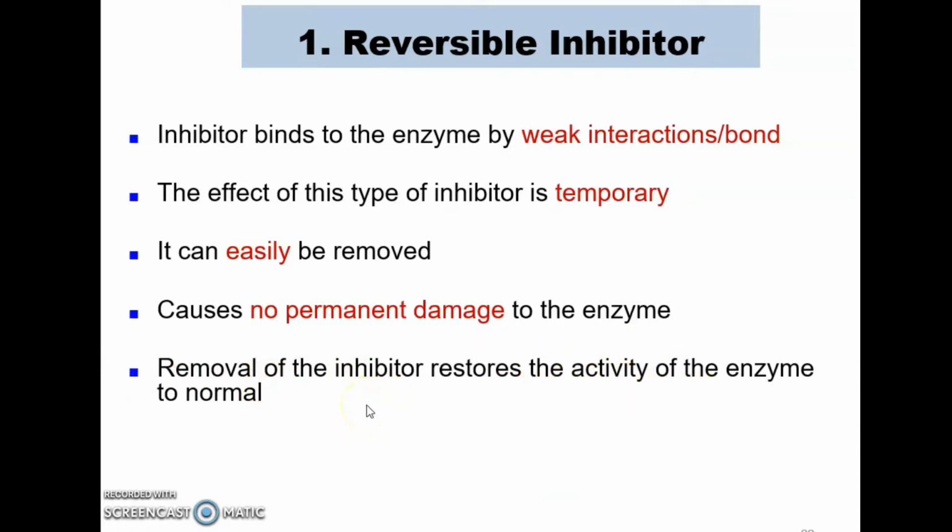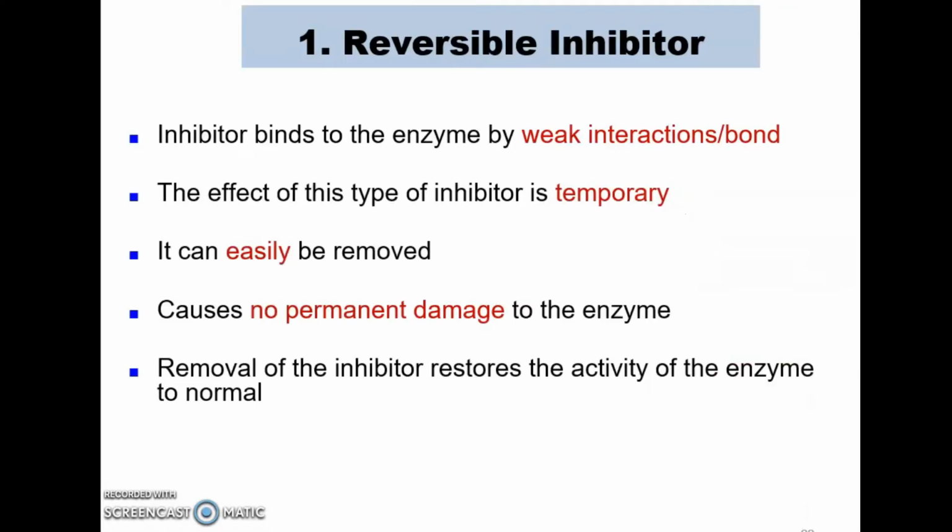Apa maksudnya? Maksudnya this inhibitor, it will bind to the enzyme temporary, maksudnya dia hanya bind sementara. Okay, dan dia punya binding tu pula adalah dalam bentuk yang lemah, weak bond or weak interaction. Jadi dia senang untuk keluar masuk. So bila dia masuk, dia bind to the enzyme, dia akan decrease enzymatic reaction.